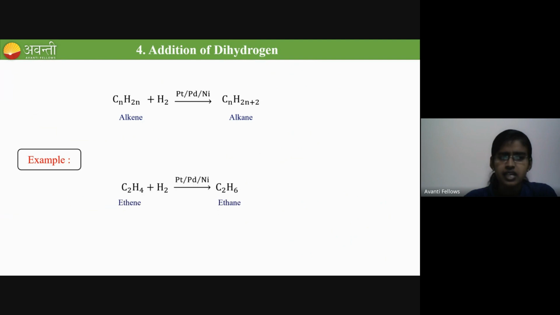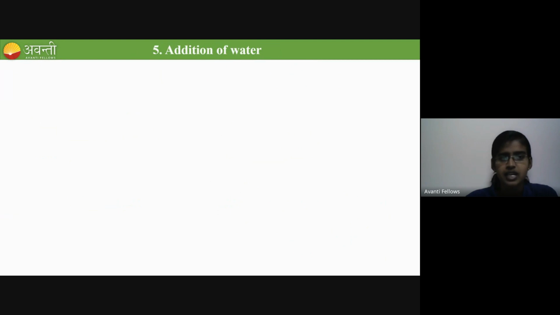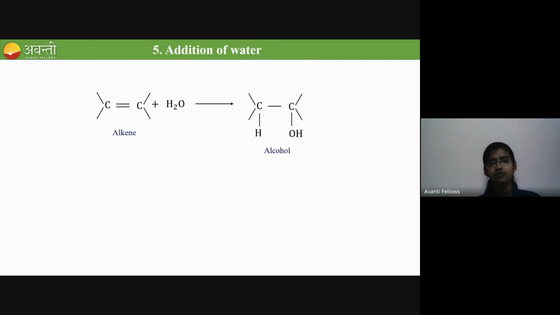So very easy. Ethene I am taking, and to this ethene, if you add hydrogen, you will get ethane. Very easy. The fifth reaction is the addition of water. From this reaction, I have asked you the question, that acid catalyst hydration question. For Pune region students, I have asked that question.